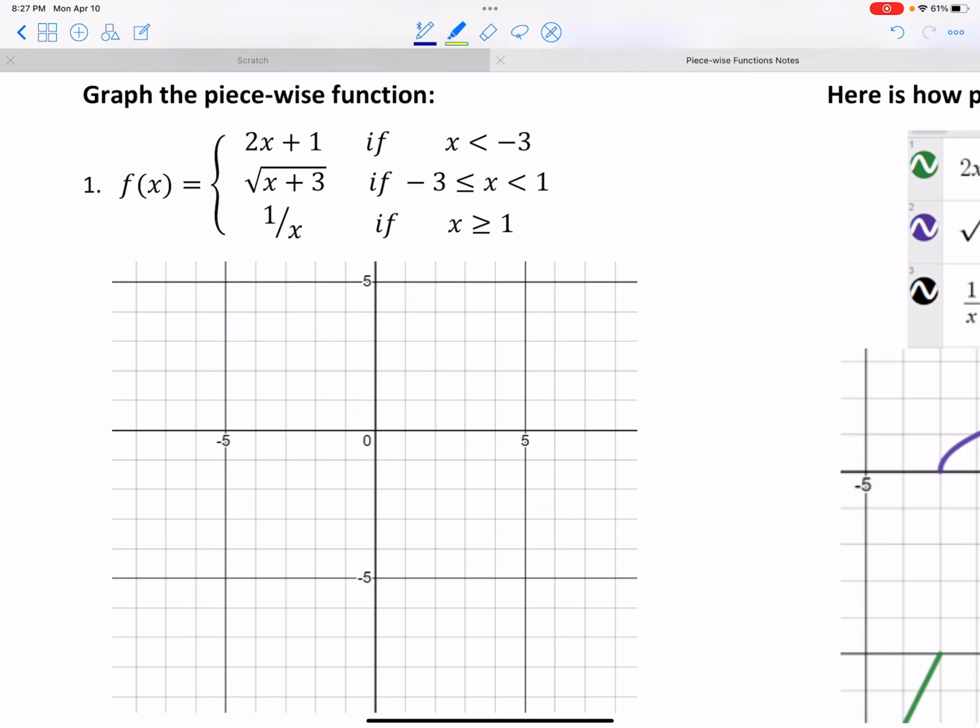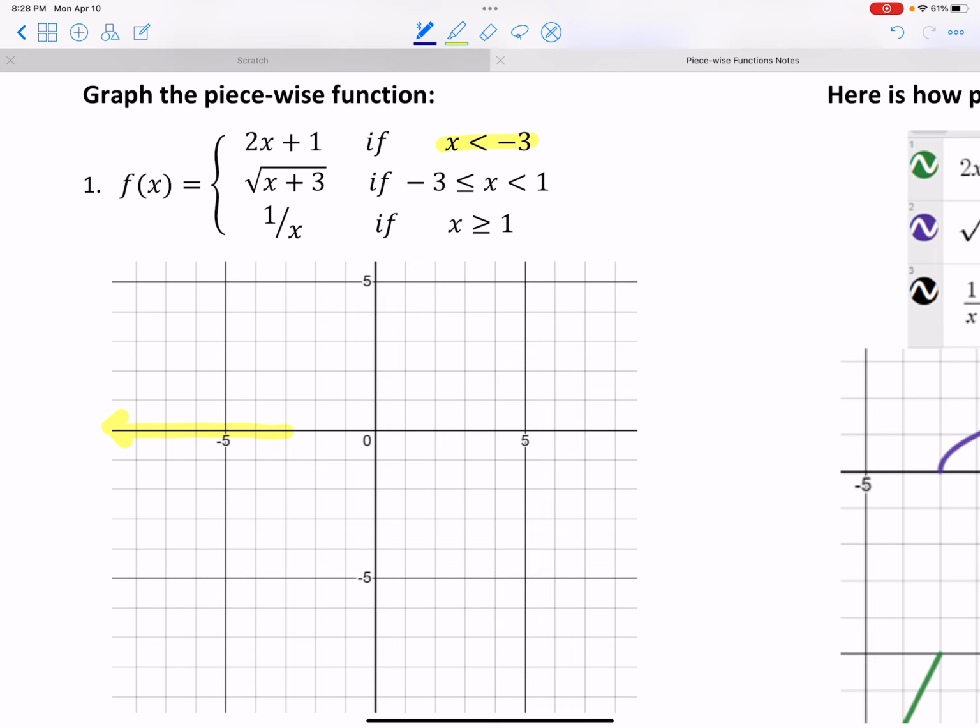So the first piece is a linear piece, and this piece of the linear graph is only going to be for the x values that are less than -3. So I'm going to go to -3 on my x-axis. That's going to be here. These are the x values that are in that domain, the x values that I want to input into that function. So I'm going to start at -3, even though it's not included.